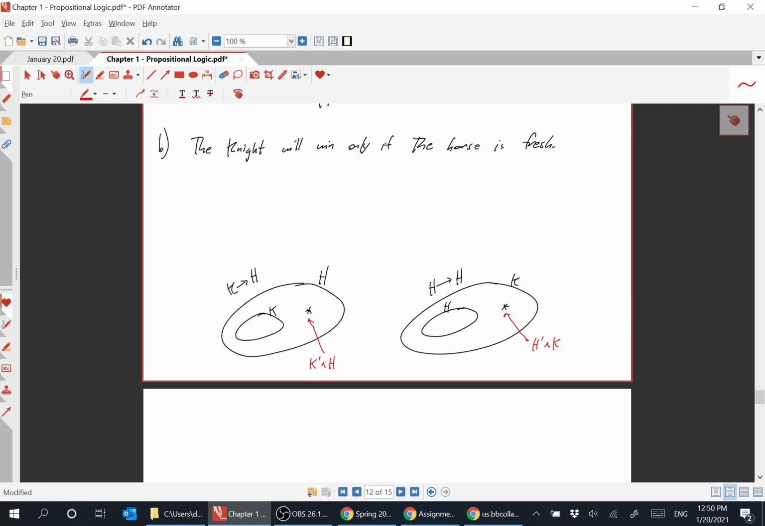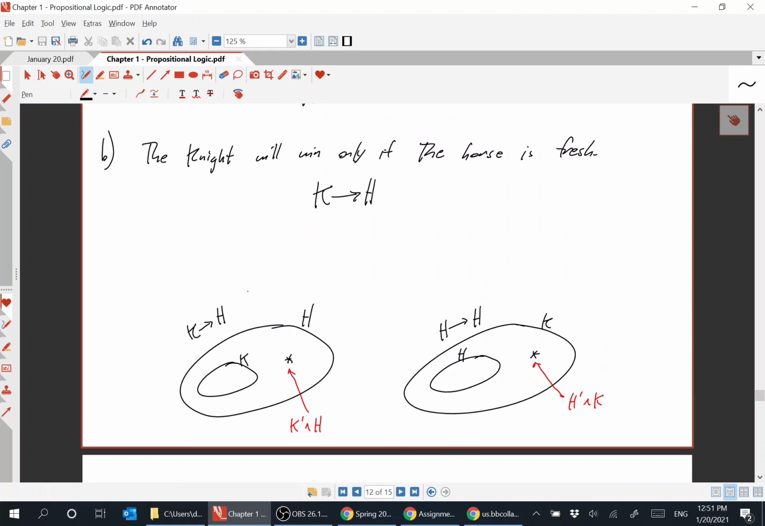It says the knight will win only if he has a fresh horse. It doesn't say anything about a fresh horse allowing the knight to win. Just that it's necessary for the horse to be fresh for the knight to win. Okay, so this one is wrong. So it's K implies H. Is there an easier way to see this? No. You have to look at the two statements and decide which one is wrong, or conclusively say which one is right, unless it's immediately obvious to you.